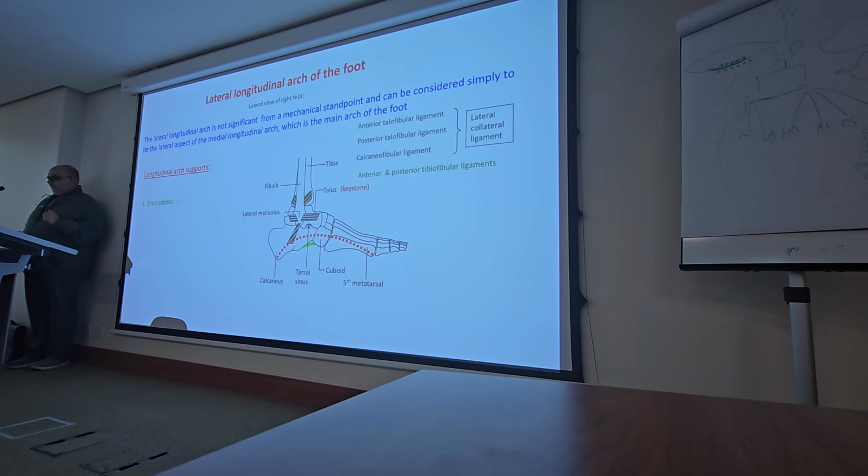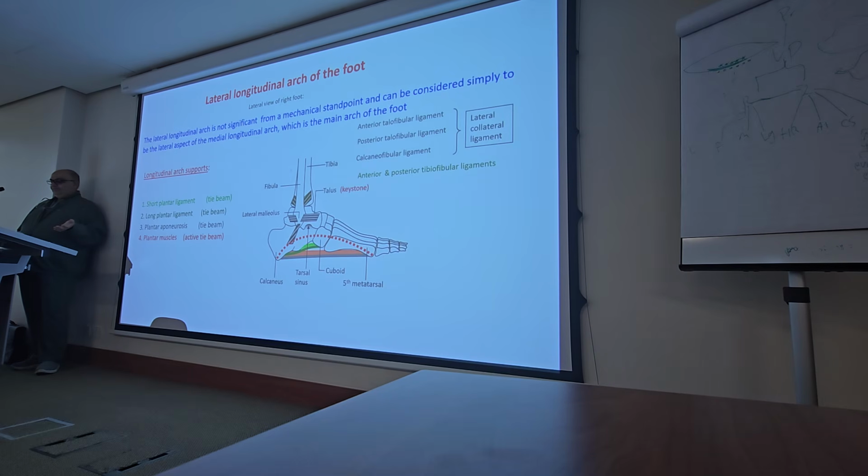Anyways, so now these are the active supports; the passive supports are the long and short plantar ligaments, plantar aponeurosis, plantar muscles, all of them are tie beams. Now this guy, can you look at it? He comes all the way from the lateral side, crosses everything, under the sole of the foot and goes to the base of the first metatarsal. So it gives a complete arch, fibularis longus.